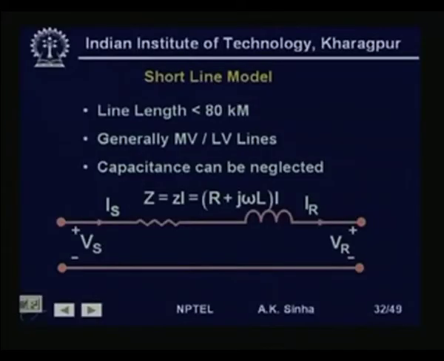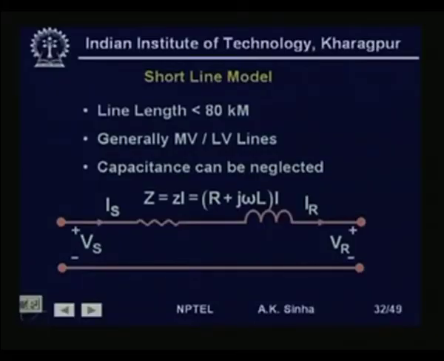In that case, the line will have only series resistance and inductance, and we can lump all these resistance and inductance into a single resistance and inductance for the whole length of the line. So, we have a lumped parameter model, where we have only the series impedance of the line, which is Z equal to z into L. Small z is the series impedance per unit length of the line, and L is the length of the line. This is equal to R plus j omega L, where R is the resistance per unit length of the line and L is the inductance per unit length of the line, multiplied by L.